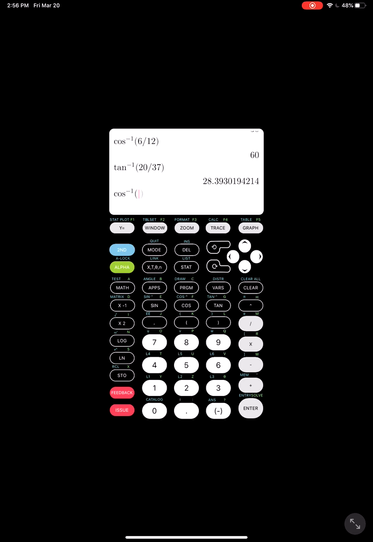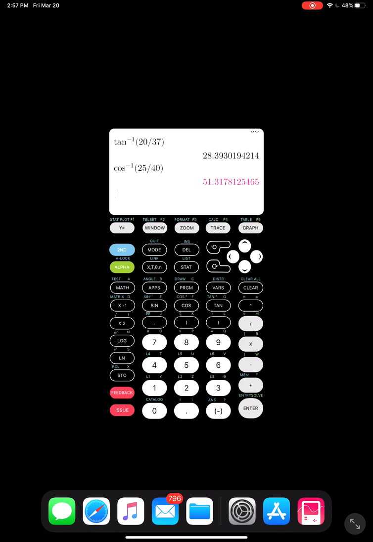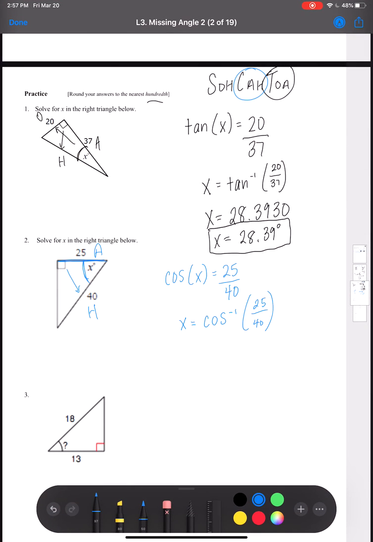Second cosine, 25 divided by 40. 51.3178. We rounded to two decimal places. That's the hundredths. 7 is 5 or higher, so it's going to be 51.32. I don't know why that just turned pink. I don't know what I just did. 51.32 degrees.